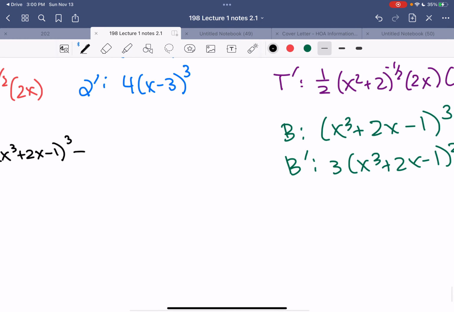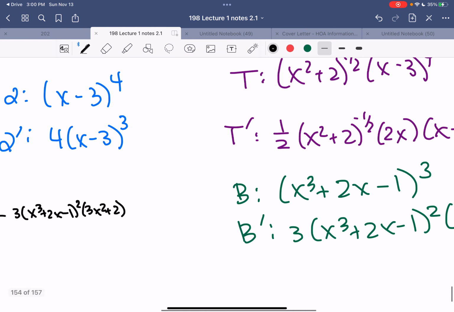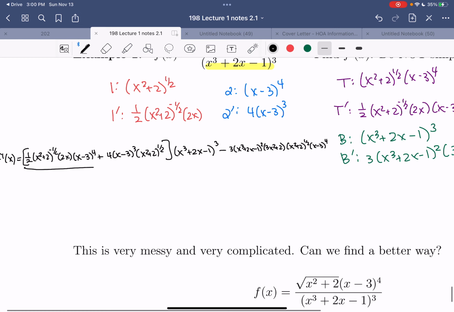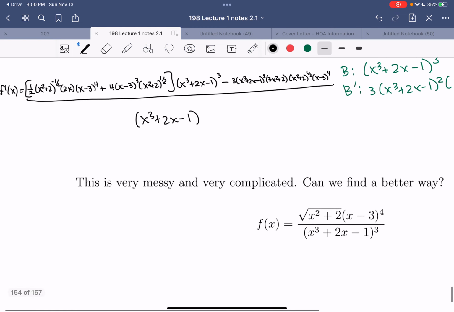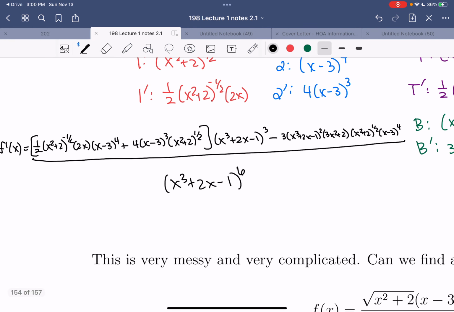So the bottom prime, this is a little bit better, is 3 times x cubed plus 2x minus 1 squared, 3x squared plus 2, and then times the top, which is the x squared plus 2 to the 1/2 times x minus 3 to the 4th. All of that divided by the bottom squared. Wow, let's see if I can get on the page. And the bottom squared is x cubed plus 2x minus 1 cubed squared. 3 times 2 would be 6. Whew, so I can do it, right? And of course, I'm not going to touch that with simplification. So it's doable is my point.